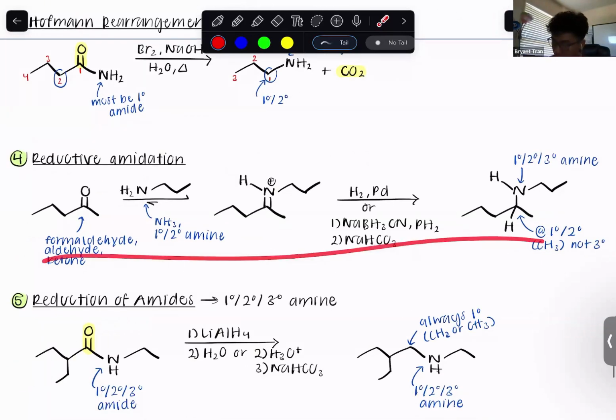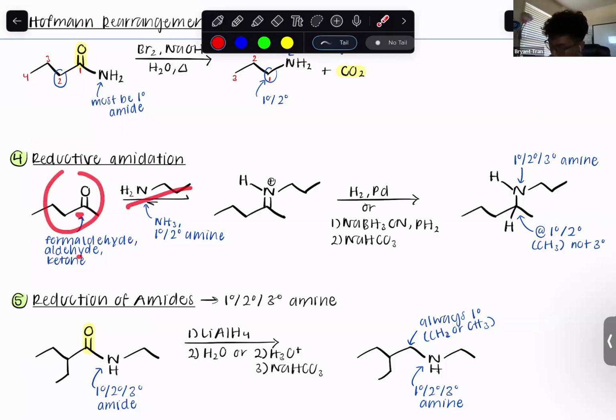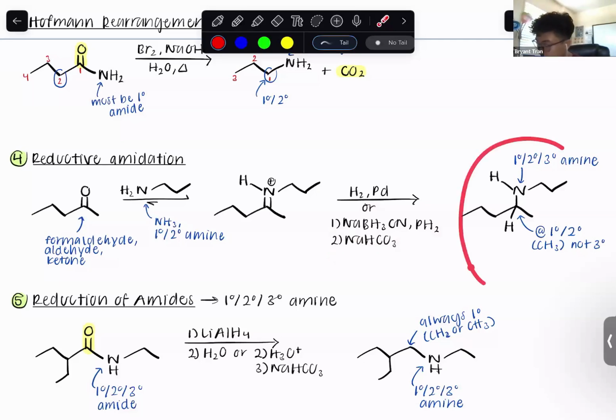Reductive amination is the new one. That's important. You're going to have a formaldehyde, aldehyde, or ketone reacting with an amine in slightly acidic conditions, like pH of around 4, to create this iminium ion. And then once you get this iminium ion, you could use a reducing agent like H2/Pd-C or NaBH3CN, which is the common reagent for reductive amination, to get this amine right here.